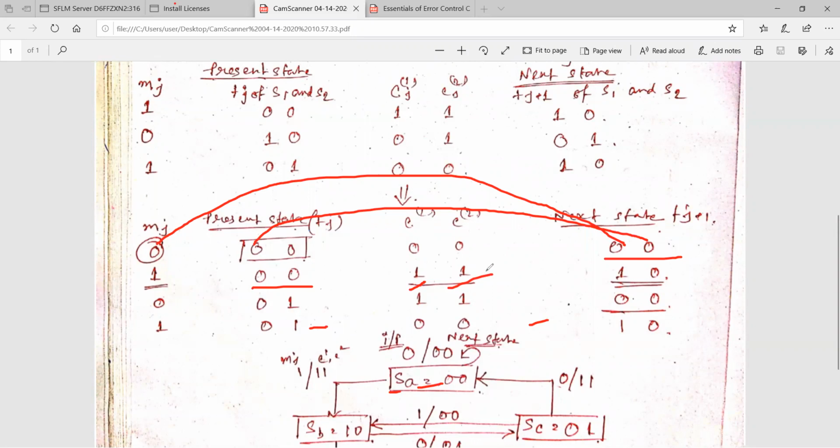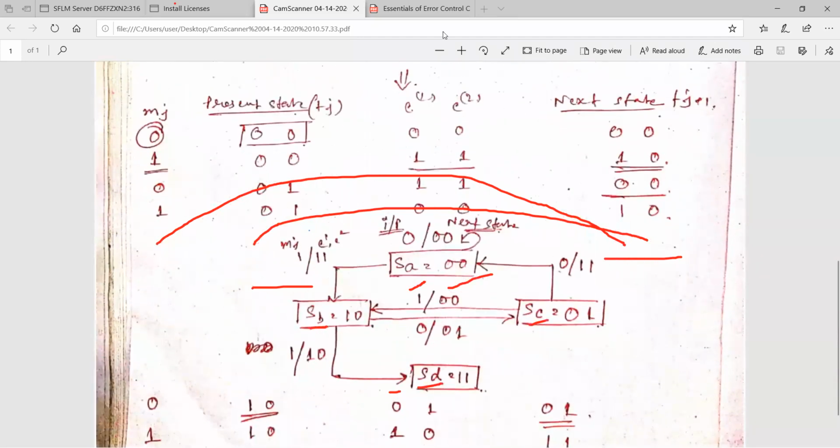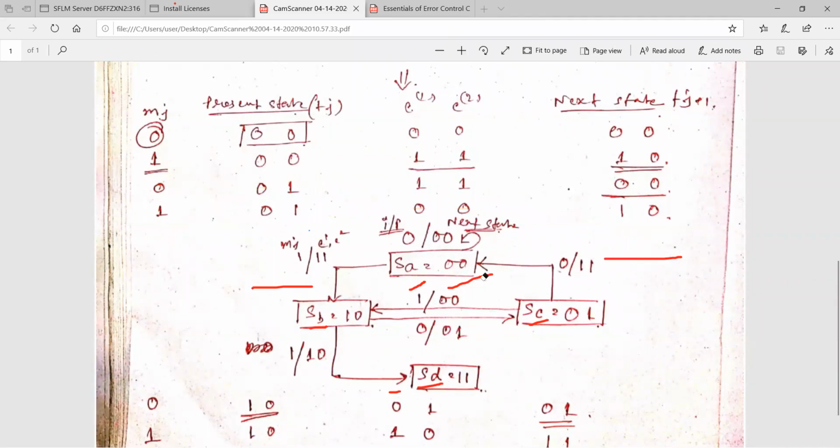So how to draw this diagram when I'm considering the state diagram? That means when I'm representing this table in a state diagram, how to represent it? Okay, you can see that I'm considering this is SA equals to 0 0, right? Okay, so SA equals to 0 0. So you can see that this is SA.